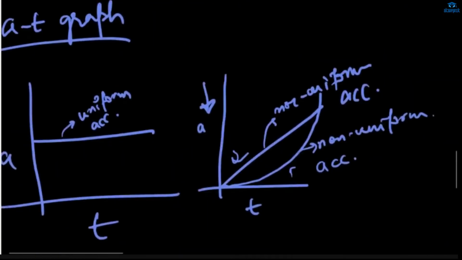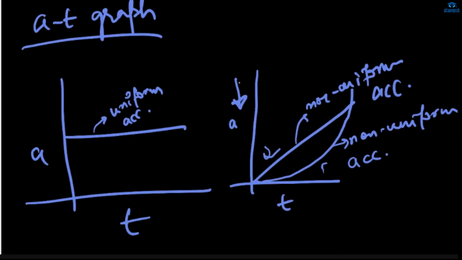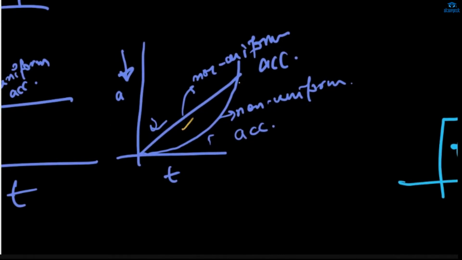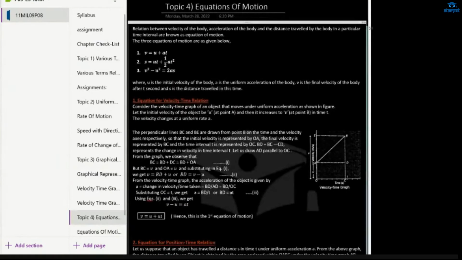Fine. AT graph: if the graph is drawn parallel to the time axis, then the acceleration is uniform. It means that acceleration is not increasing throughout the journey. And if the graph is like this or like this, it is non-uniform acceleration, because acceleration is increasing, here or in this graph also. So it will be called non-uniform acceleration. Now we will study today the derivation of the equations of motion through graph.